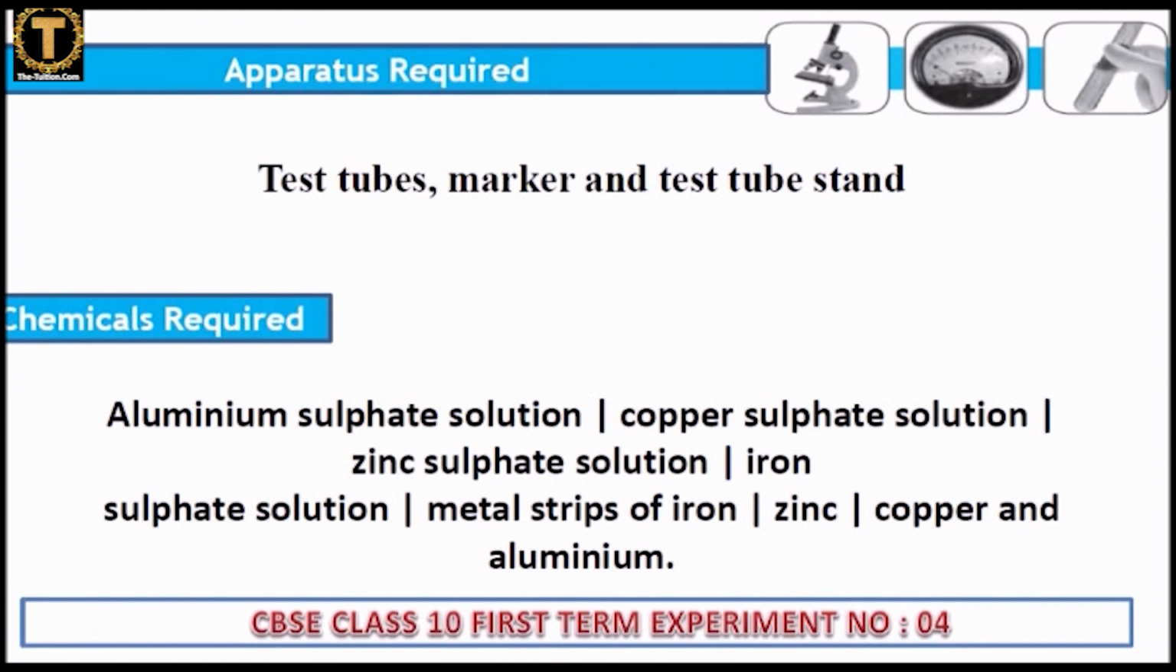Apparatus required: test tube, marker, and test tube stand. Chemicals required: aluminium sulfate solution, copper sulfate solution, zinc sulfate solution, iron sulfate solution, and metal strips of iron, zinc, copper, and aluminium.